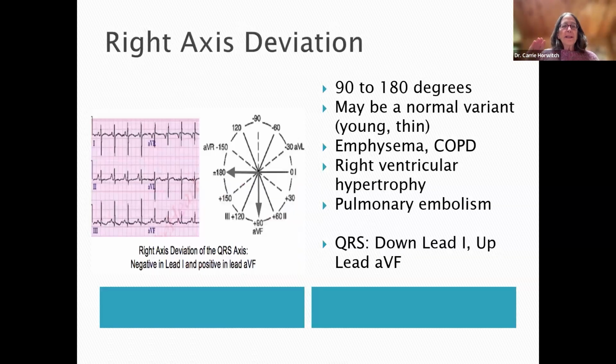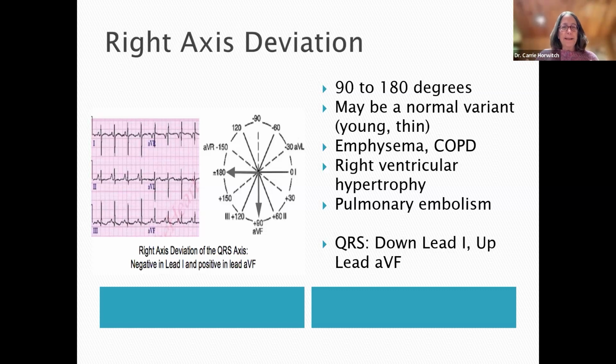Now, if we have a right axis, this might be something affecting the right side of the heart. You think about pulmonary embolism, hypertrophy, it could be ischemia related as well. Some people may have a normal variant of this, but that's less common. Then you're looking at a right axis of 90 to 180. And again, if you look at lead 1 and lead AVF, in lead 1 the QRS is down, and in AVF it's up. So this is right axis deviation: down in 1, up in AVF.